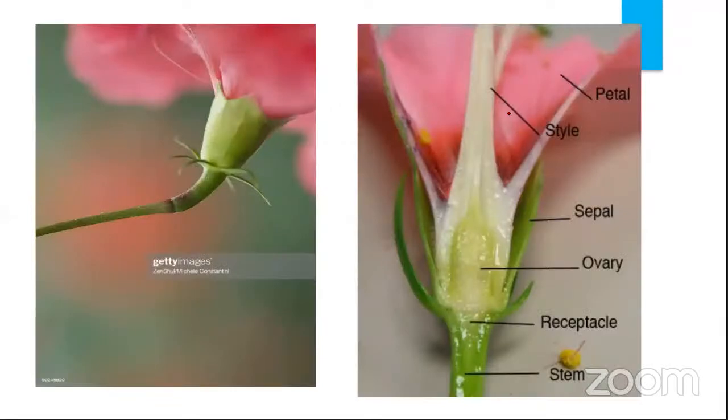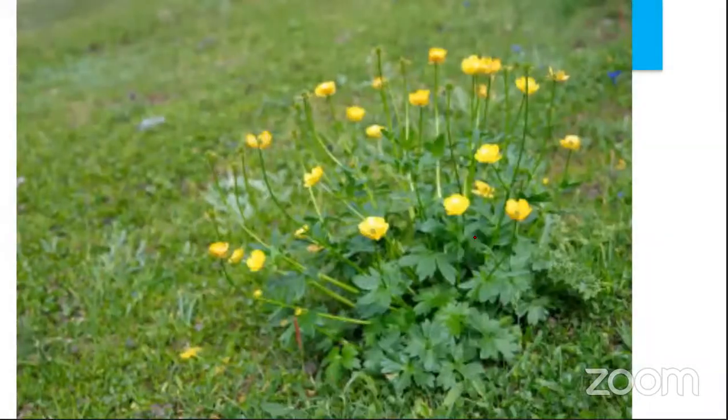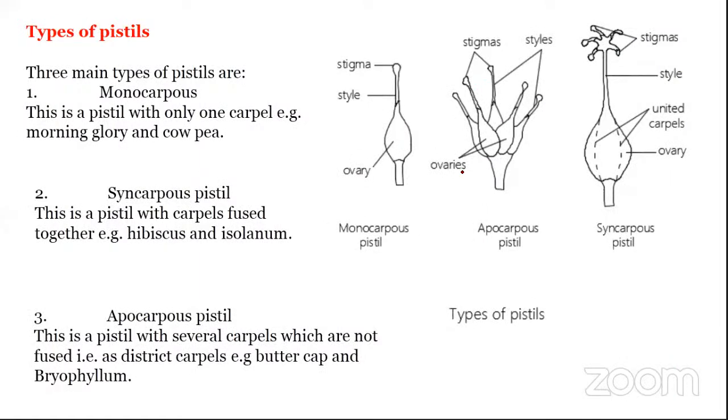And you can see this one when they cut through. This is the one for the hibiscus. Now, these are the three types of pistils: the monocarpous, the apocarpous, and the syncarpous. Normally, this is what we see inside when we have removed the petals.